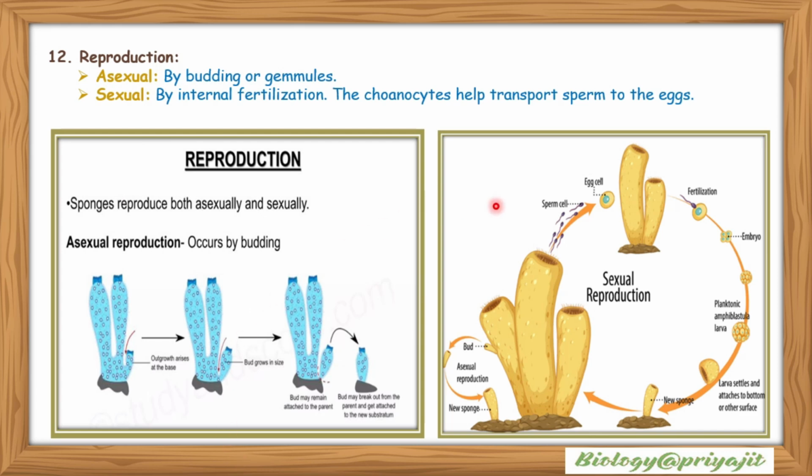But sexual reproduction occurs by means of internal fertilization. The choanocytes help transport sperms to the egg. This is the sperm cell and egg cell. They will fertilize and form the embryo. Then a planktonic amphiblastula larva will form. Then the larva settles and attaches to the bottom or other substances. This is the new sponge, and from the new sponge, new sponges can also form by budding, through asexual reproduction. So the new sponge will grow larger and mature, and it will become the adult sponge.